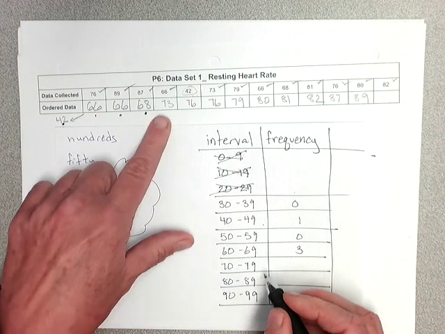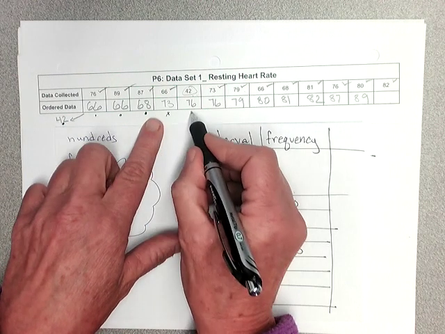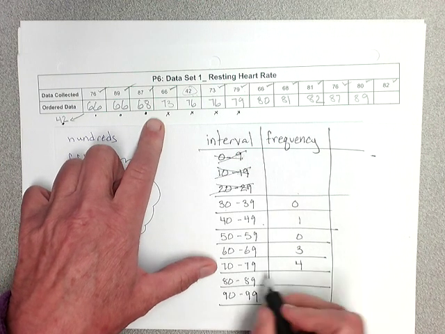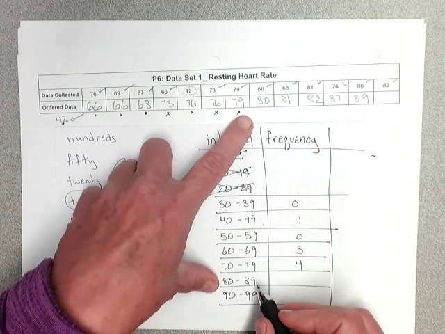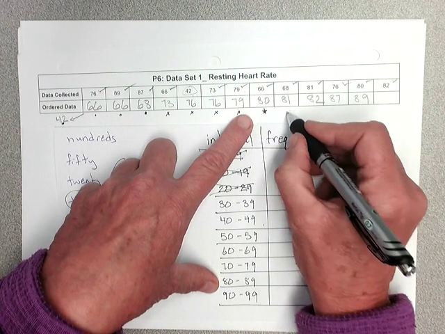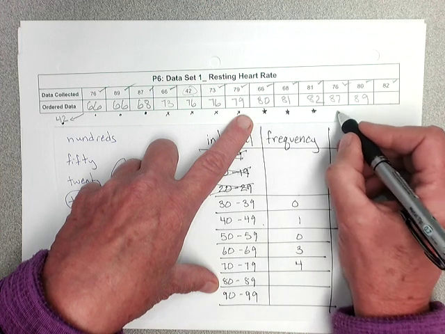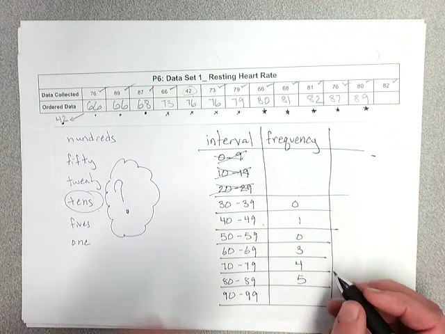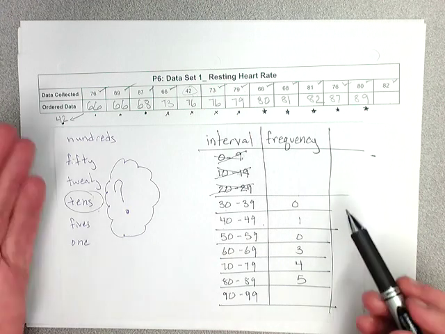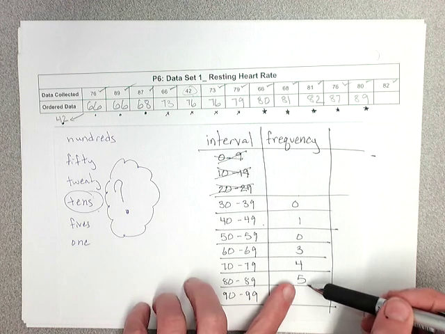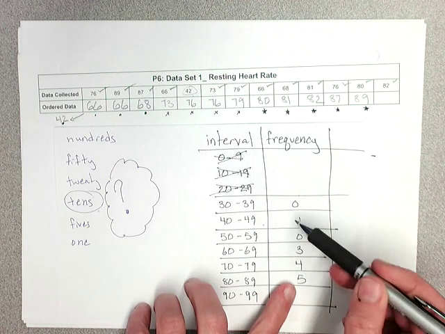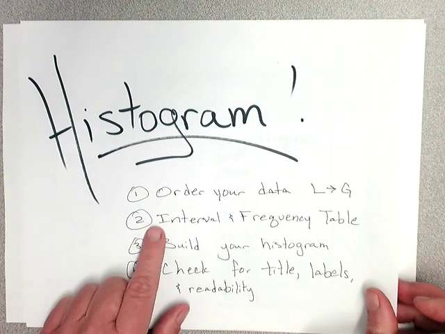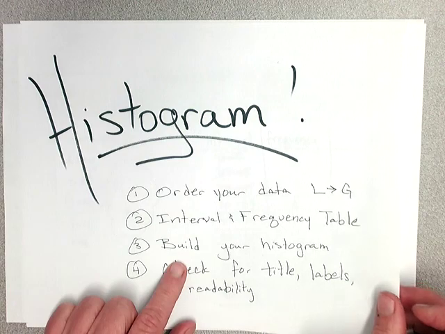The 70s, let's count them. 1, 2, 3, 4. 4 of my data points are in the 70s. How about the 80s? 1, 2, 3, 4, 5. 5 of my data points are in the 80s. It should all add up to 13 because that's how many data points I had to begin with. So 5 and 4 is 9, 10, 11, 12, and 13. Good. All right. That takes care of my second step, building my interval and frequency step.